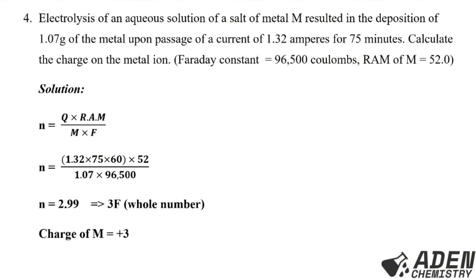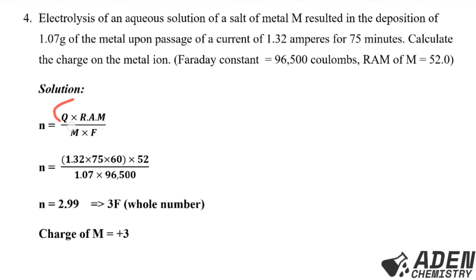Example number 4. We are told electrolysis of an aqueous solution of salt of metal M resulted in the deposition of 1.07 gram of the metal upon passage of a current of 1.32 amperes for 75 minutes. We are asked to calculate the charge on the metal ion. In brackets, we are given Faraday constant, which is equal to 96,500 coulombs, and we are told Rm of M is equal to 52.0.